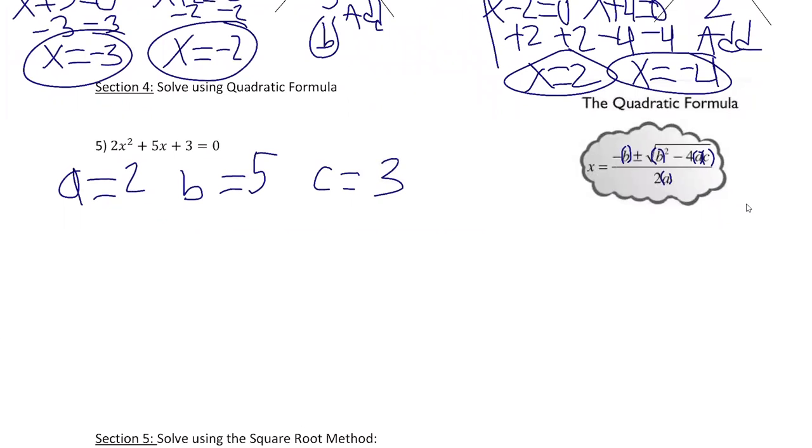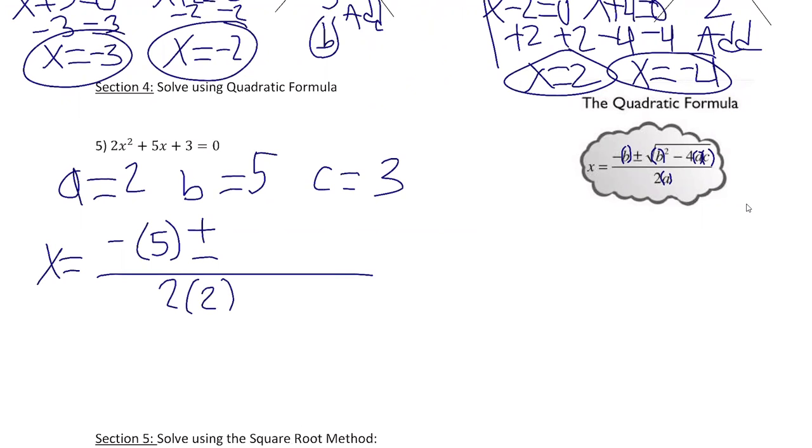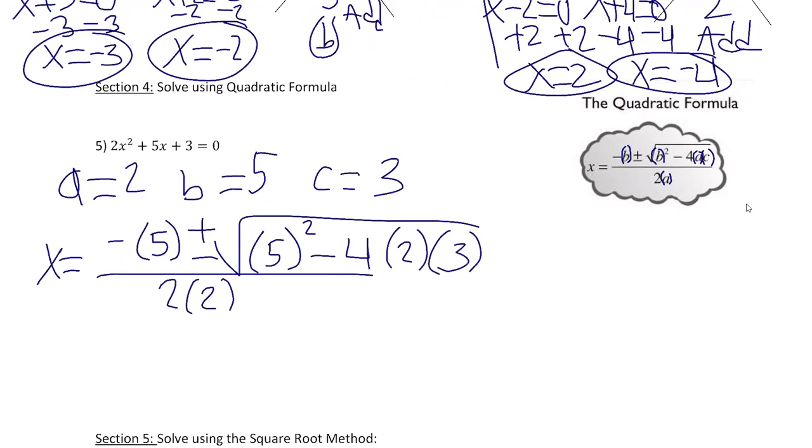So if we just plug in what we have into this formula, we're going to have negative parentheses 5 plus or minus, the bottom is 2 times A, so 2 parentheses 2, big square root, parentheses B squared, so 5 squared, minus 4, parentheses 2, because that's our A, and then parentheses 3, because that's our C.